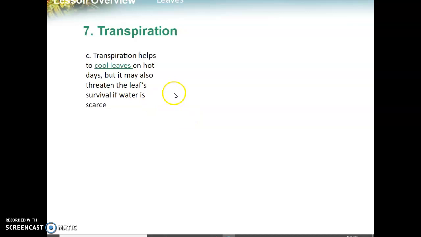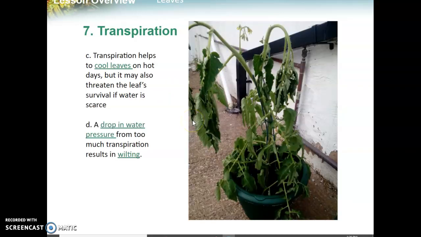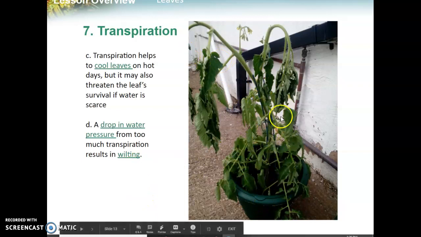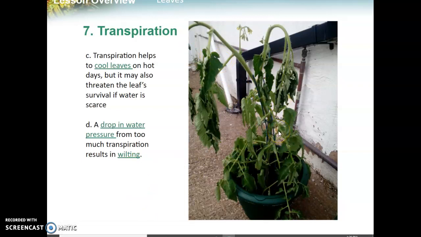So transpiration helps to cool leaves on a hot day, but it can threaten the survival of the plant if water is scarce. If water pressure drops too much, the plant begins to wilt. Here's a tomato plant that is wilting. Water in those stems and water in the leaves is what holds that plant erect. That soft stem of that tomato plant is held up by water pressure. And if you lose water pressure, then the stem no longer can hold itself up and it droops.